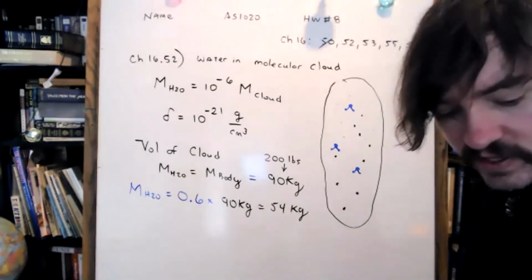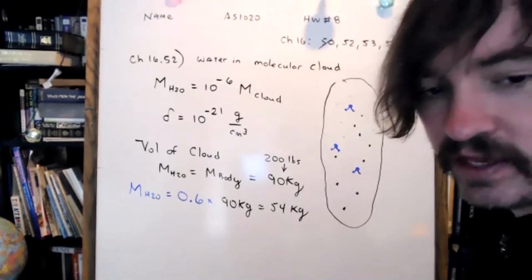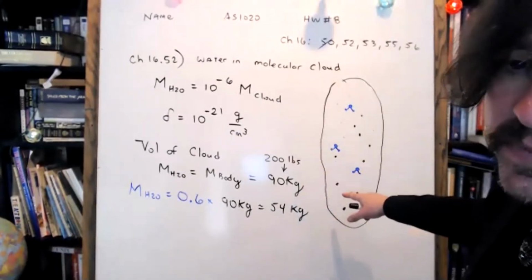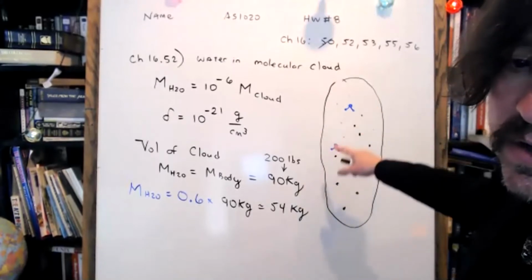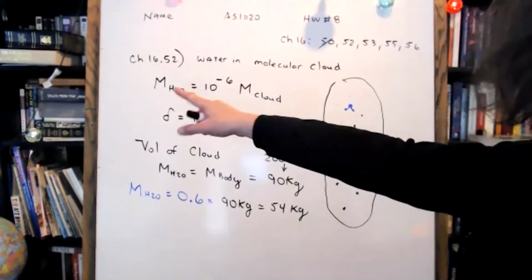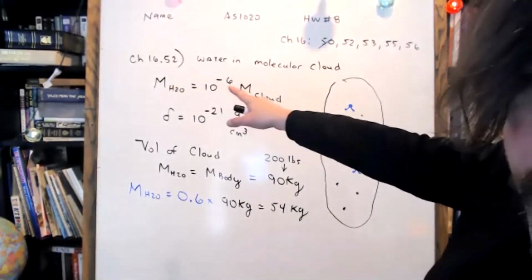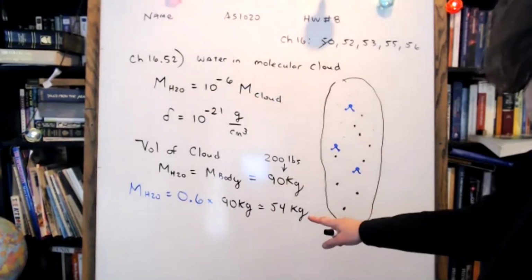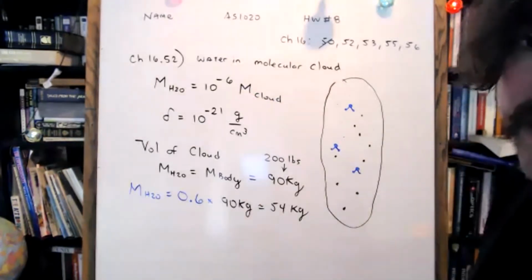What do we do next? Now, this is a problem where there's no formula. You just have to think your way through. I want to find the volume of a cloud such that, oh, we're missing some. They tell us that the mass of the water is 10 to the -6 times the mass of the cloud. So if we know how much water we need, we should know what mass of a cloud we need, correct?